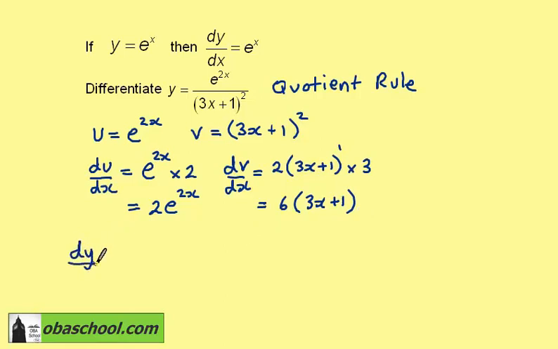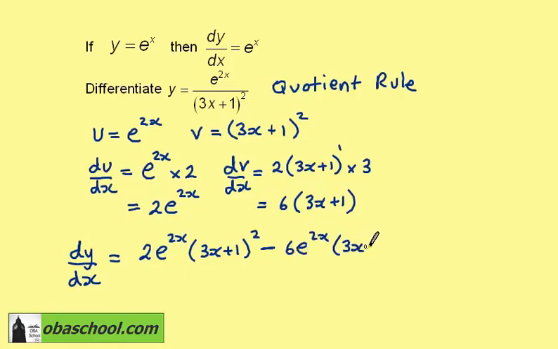So following the rule, dy dx is equal to v times du dx, which is 2e to the 2x times (3x plus 1) squared, minus u times dv dx, which is 6e to the 2x times (3x plus 1), all divided by the v squared, and (3x plus 1) squared, squared is (3x plus 1) to the power 4.